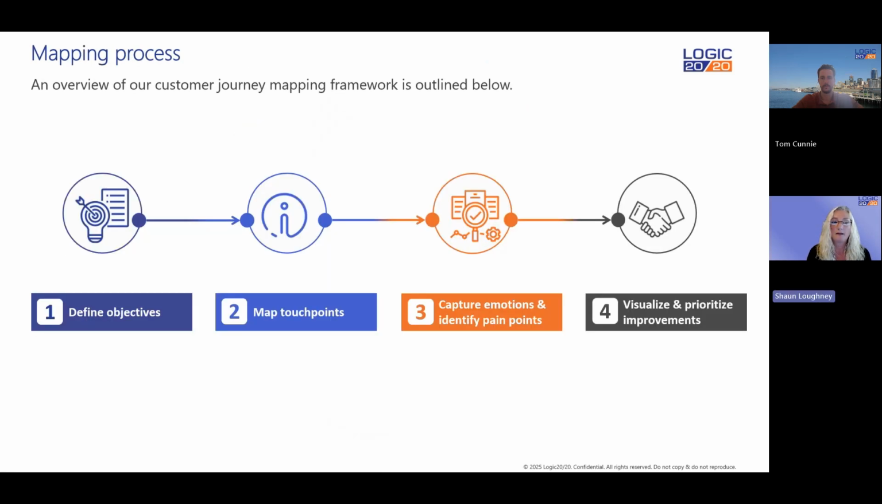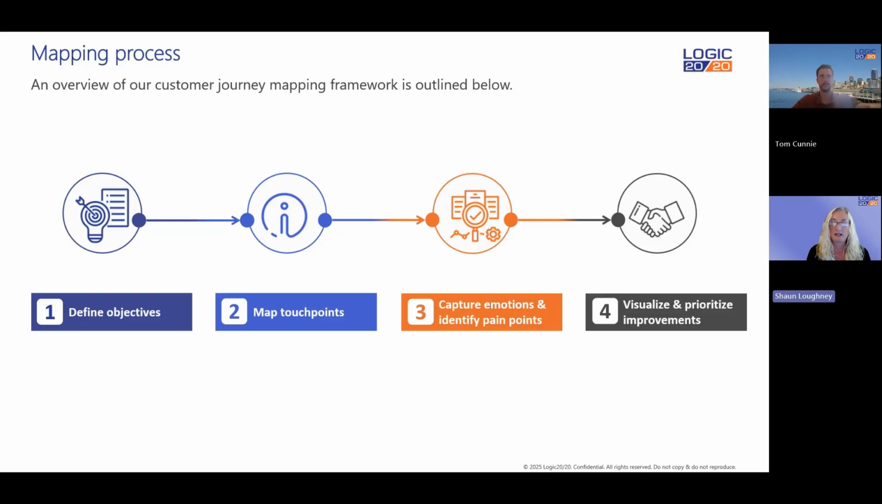Here we have a high-level mapping process. This can be used for any of the three maps that we're talking about today, but it's a general guideline on what you need to be doing. So the first is define your objectives. Be clear on the purpose. What is it you want to learn and improve? Are you focusing on the customer end-to-end life cycle? Are you focused on a specific persona, or maybe a specific user of your product?